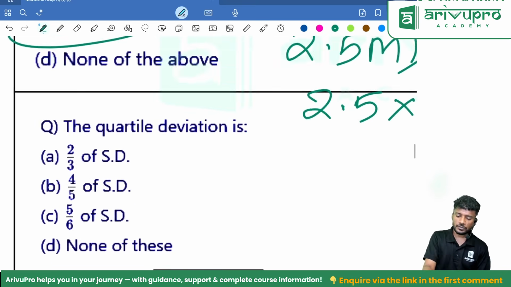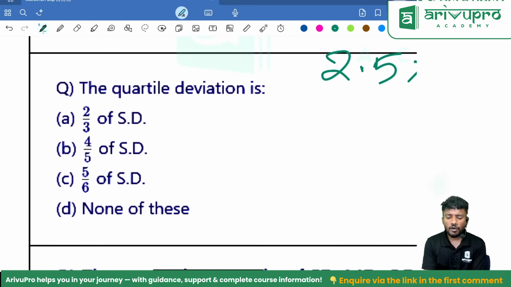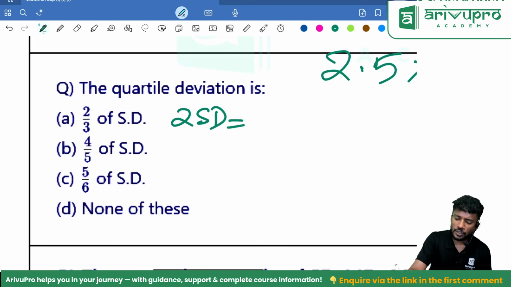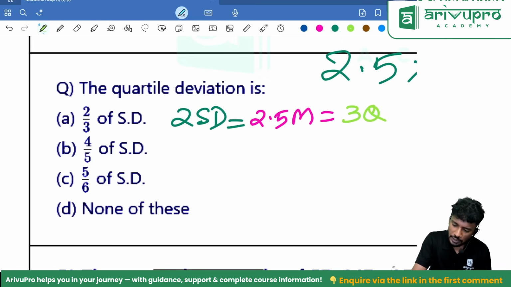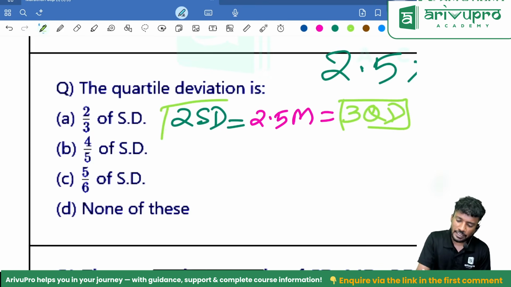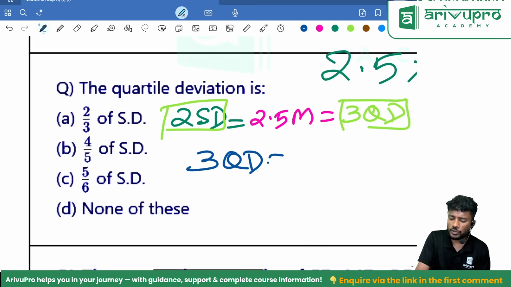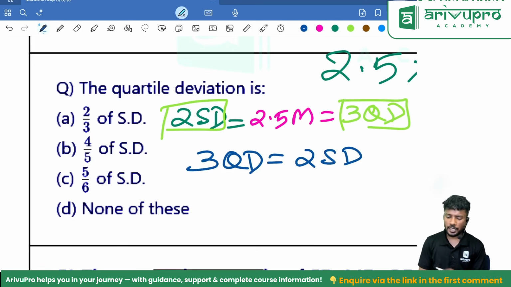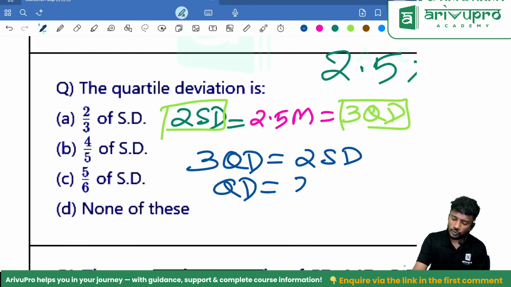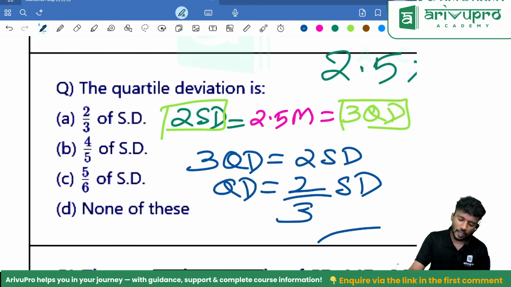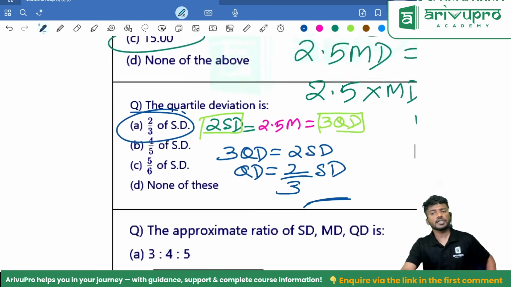Next one. Quartile deviation is dash of SD. We will check. We know that 2SD is equal to what? 2.5 MD is equal to what? How many QD? 3 QD. Now, we are considering what and what? QD and SD. So, I will write 3 QD is equal to 2SD. Now, from this QD is how much? 2 by 3 of SD. So, option A is your answer.